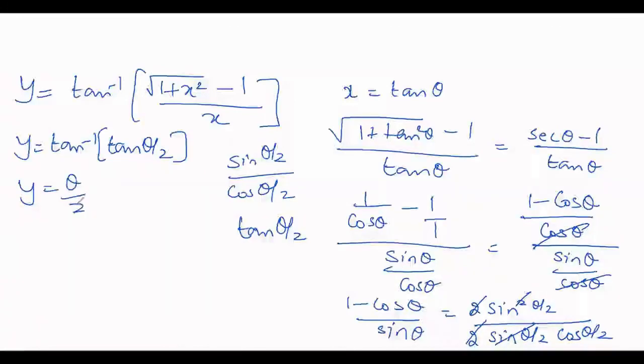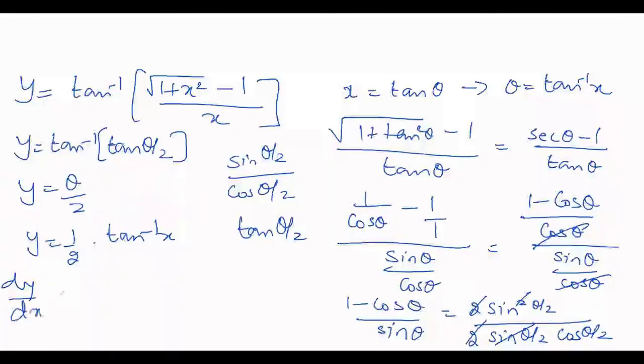Now based on my substitution, theta is equal to tan inverse of x. So y is equal to 1/2 into tan inverse of x. So dy by dx is equal to half. Differential of tan inverse of x is 1 by 1 plus x squared. So I can rewrite the answer as 1 by 2 times 1 plus x squared.